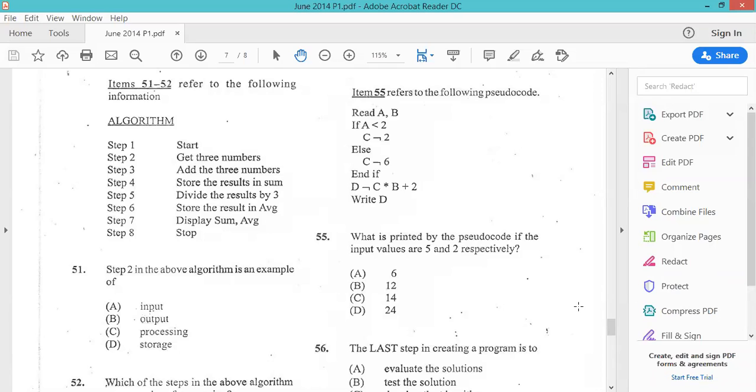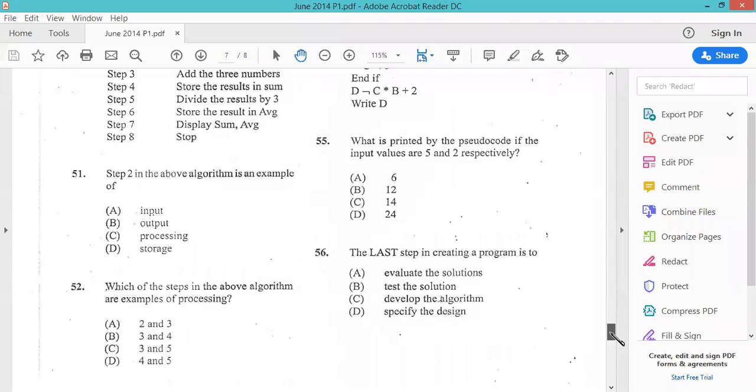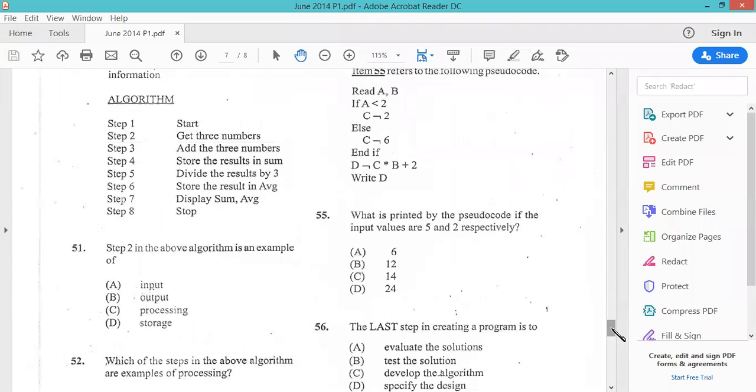So wherever you see A, it will be 5. Wherever you see B, that would be 2. What would be the result? 14. Everybody agrees? I'm not finished working it out yet. Everybody agrees? Yes, sir. All right, so the answer is 14.